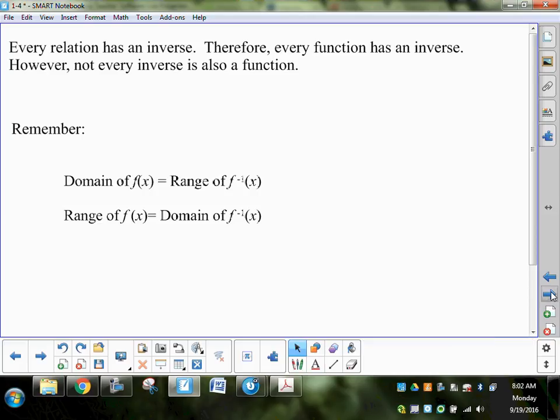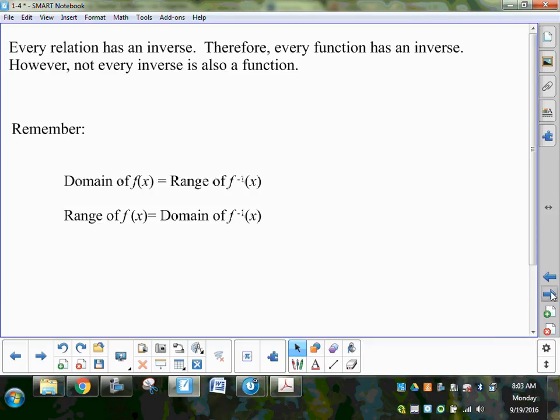Every relation has an inverse. Now, it's possible, by the way, for you to take the inverse of something that's not a function. It just means then the inverse won't be a function. Every relation has an inverse, therefore every function has an inverse. Not every inverse is also a function.